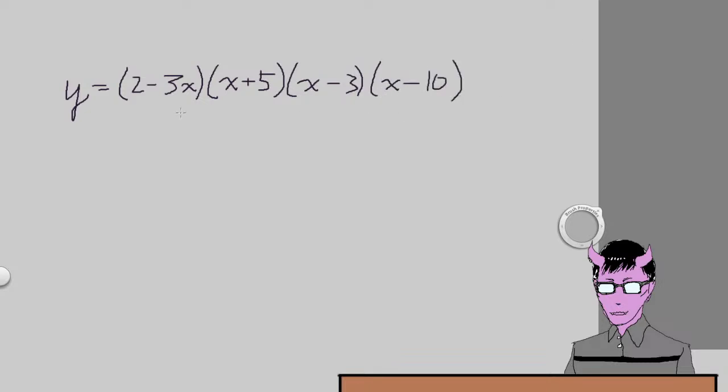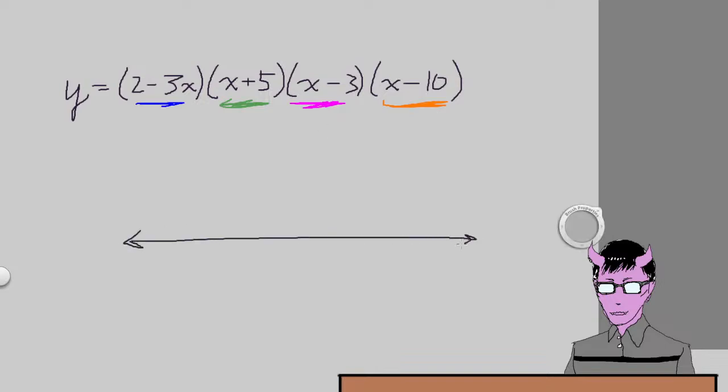Alright. So, looking at the situation, we have this many factors. We have factor number 1, factor number 2, number 3, and number 4. So we should have 4 x-intercepts right off the bat. So let me color code them. This is going to be the blue one. This is going to be the green one. This is going to be magenta. And then this will be orange.